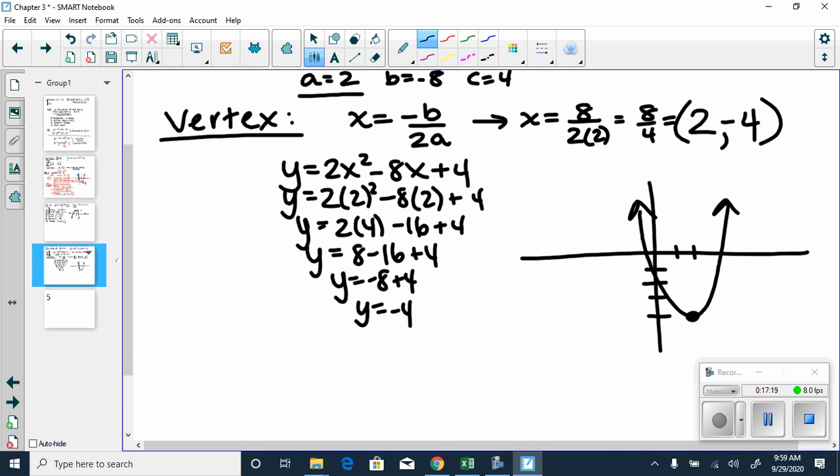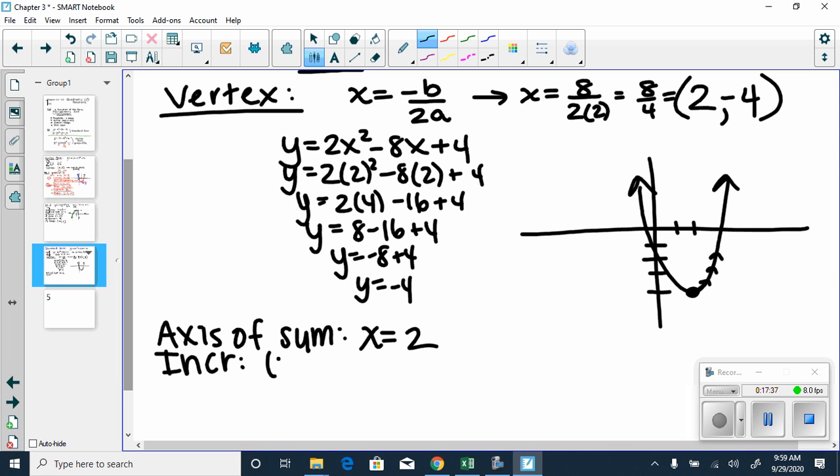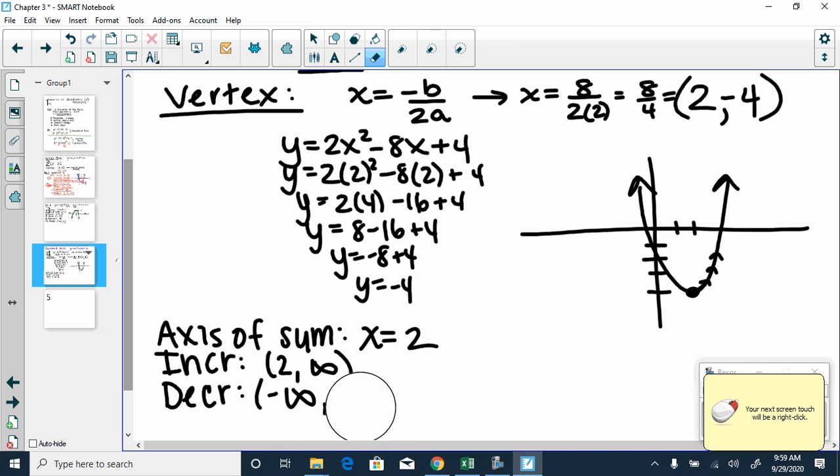Okay, as far as the same questions, you should be able to answer the same questions now. Axis of symmetry is x equals 2. Increasing, I'm going to do increasing. Increasing is 2 to, looks like infinity. Decreasing is negative infinity to 2. Not -2, infinity to 2.